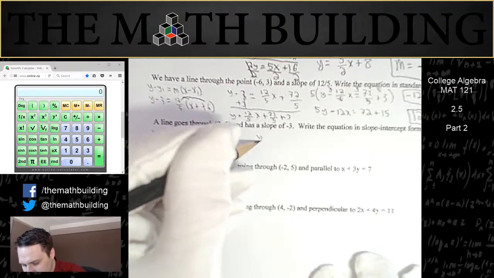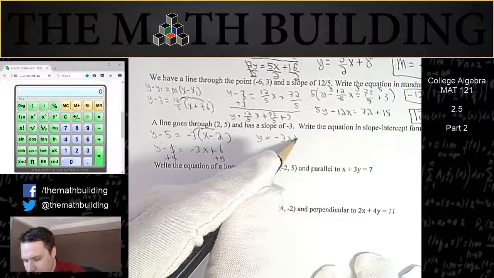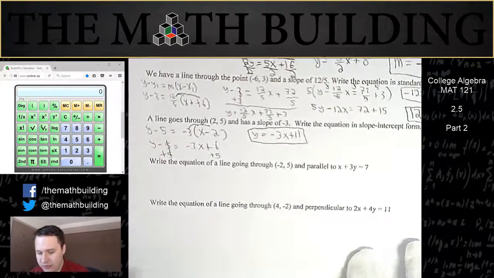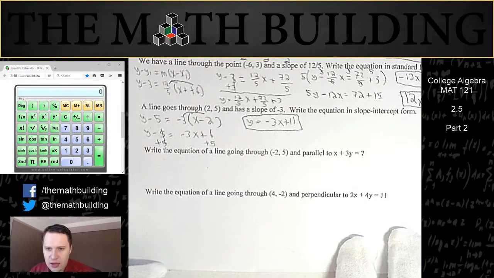So that gives me y is equal to negative 3x plus 11. And you can see that that's in mx plus b form, which is slope-intercept form. Next one, write the equation of a line going through negative 2, 5 and parallel to x plus 3y.